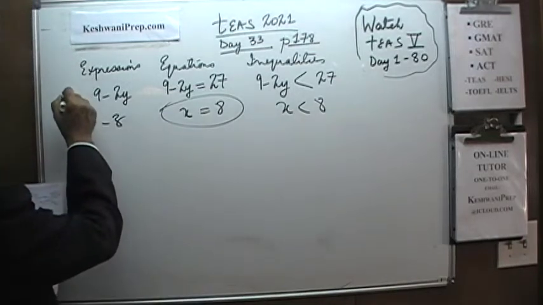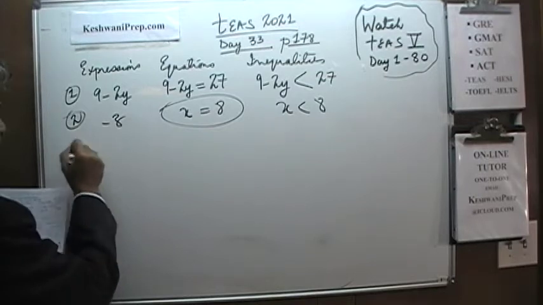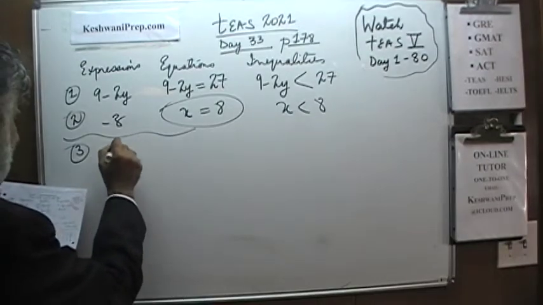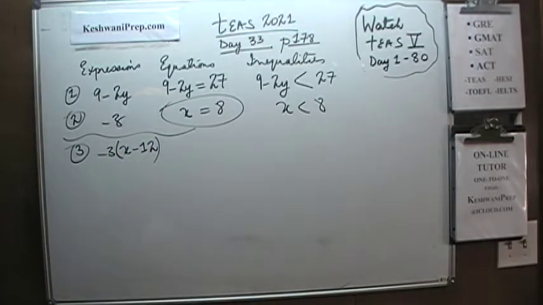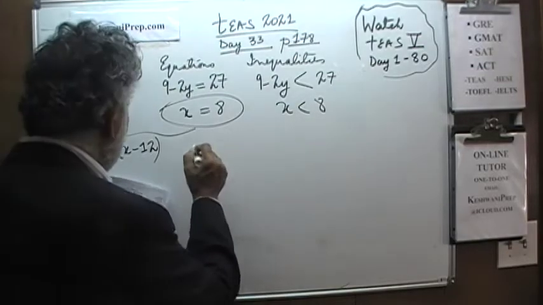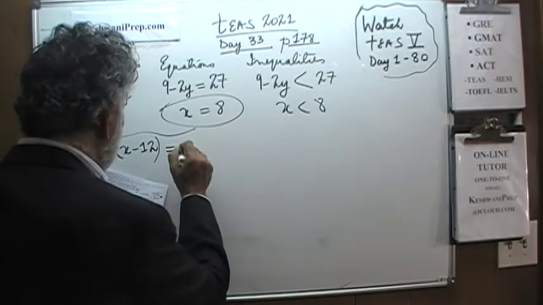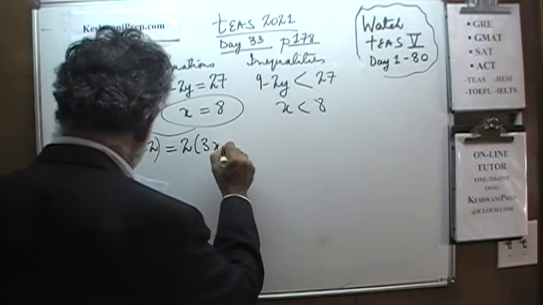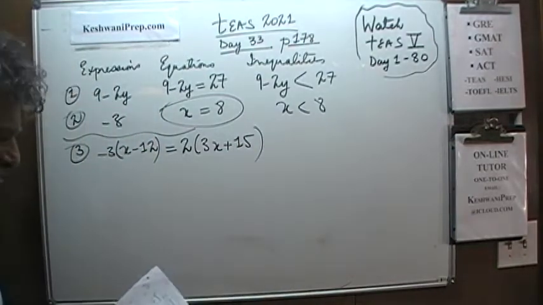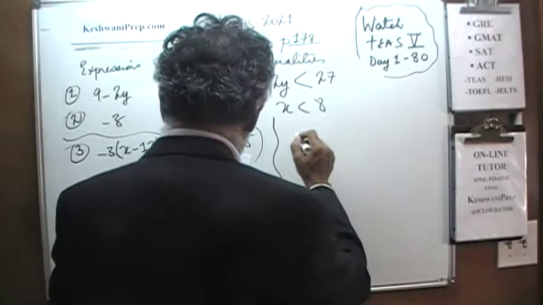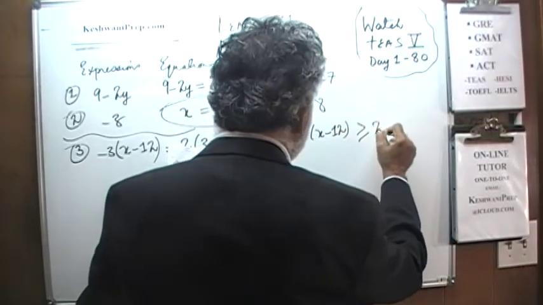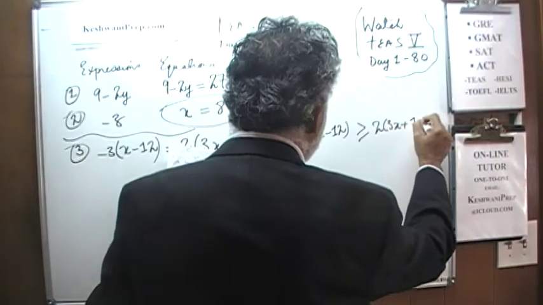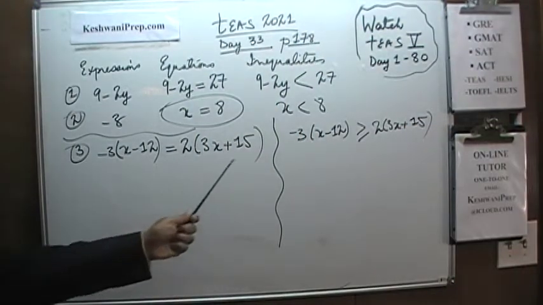Let's do one more. So that was number one. Number 2 on the top of the page, and number 3 now. Here we are told minus 3 times x minus 12. And that's it. Nothing else. That's an expression. Once we write the same exact thing, we say equal to, say, 2 times 3x plus 15. Now it becomes an equation. We could have the same exact thing. Minus 3 times x minus 12 is greater than or equal to 2 times 3x plus 15. It's an inequality now. This is an equation, this is an inequality.